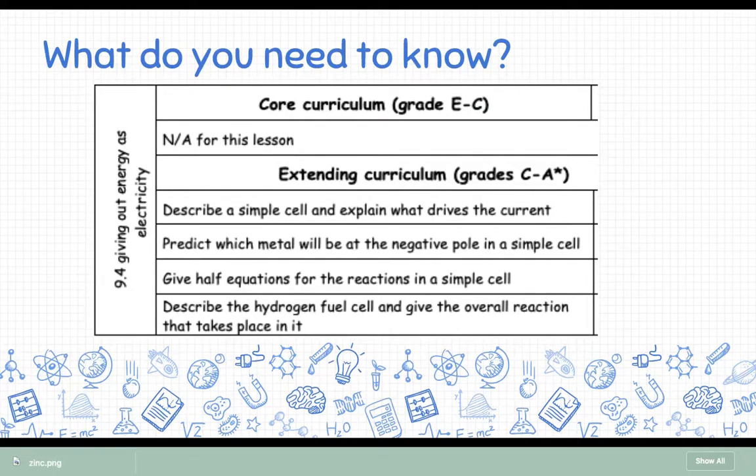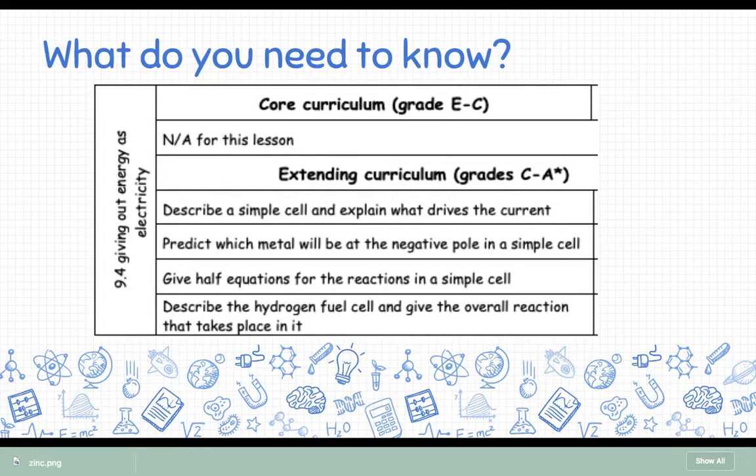You need to be able to describe a simple cell and explain what drives the current. So you need to be able to talk about where the electrons are coming from, where they're going to, the flow of electrons, that kind of stuff. So describe simply how it works.